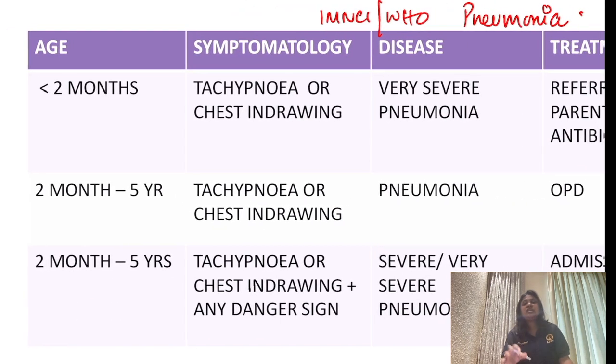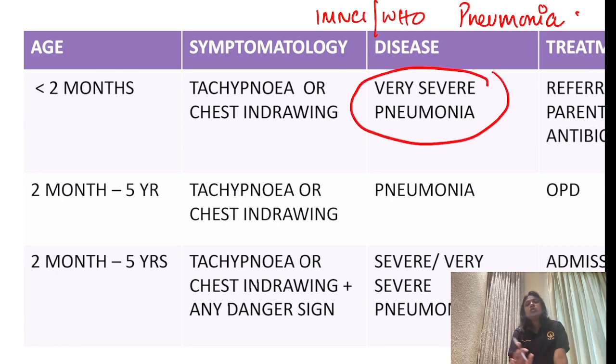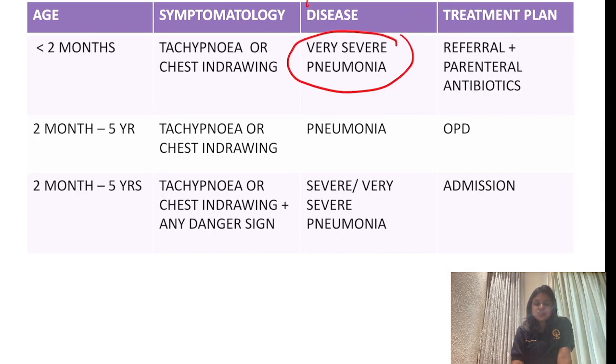Now remember, any child who comes to you with less than 2 months, it is always very severe pneumonia. There is no term called pneumonia in less than 2 months. It is always very severe pneumonia. So in less than 2 months, since it's a very severe pneumonia, you need to admit the child and give parenteral antibiotics.